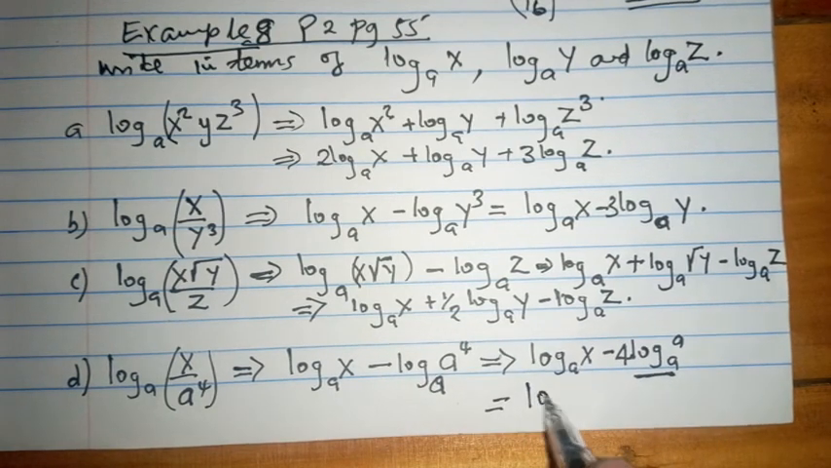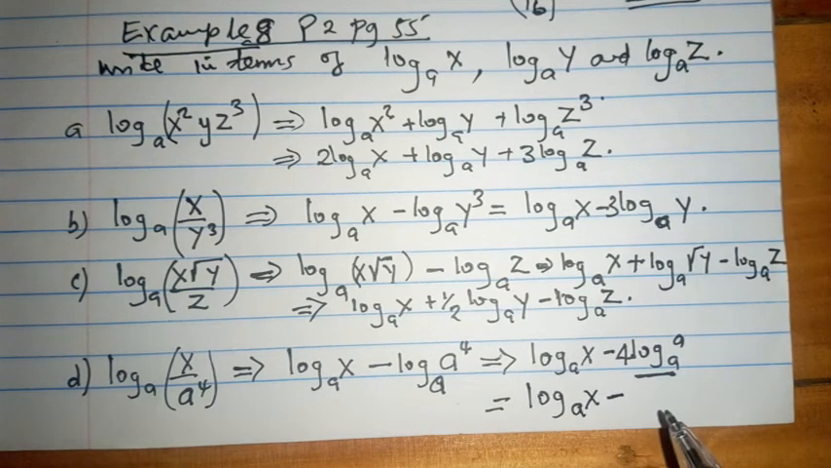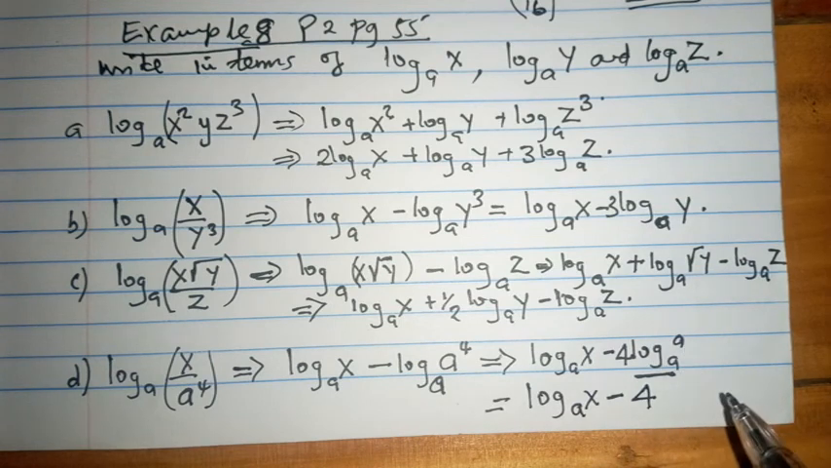So we have our final expression to be log to base a of x minus 4. Log to base a of a is 1, and of course that is the final expression. So please take care and learn how to apply the laws and keep them somewhere so that you can just remember them easily.